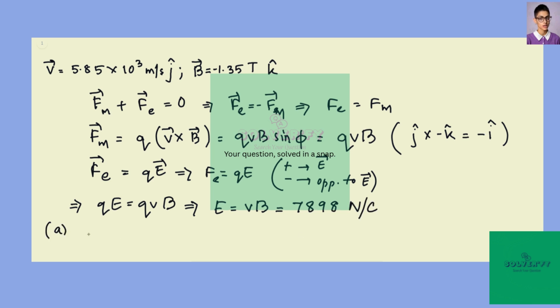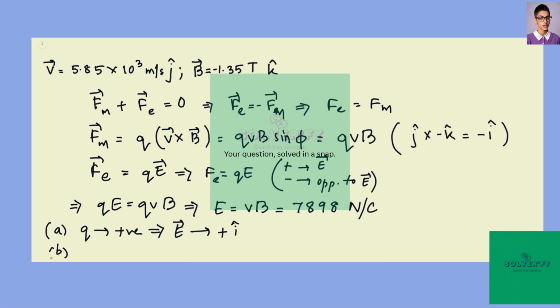Now for part A, the charge is positive. This means that for the electric force to be along plus I cap, E should be positive as well, and it should be along plus I cap. So the E vector should be along plus I cap.